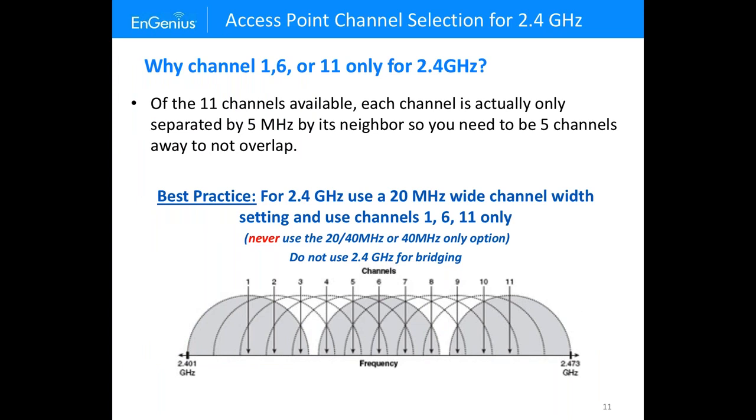Okay, so people ask, this is just a slide showing the channels. They're 20 megahertz or 22 megahertz wide, roughly, depending on if you're in BG mode or N. But meaning the spacing's 5 megahertz, meaning you have to space them 5 channels away before you don't overlap each other. You can see the chart on the bottom. That's why we have only 1, 6, and 11.